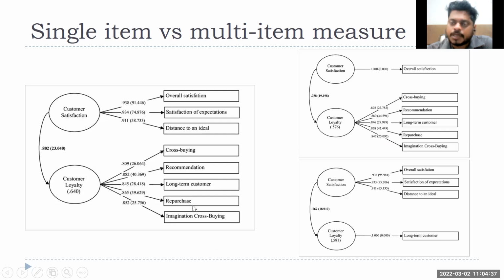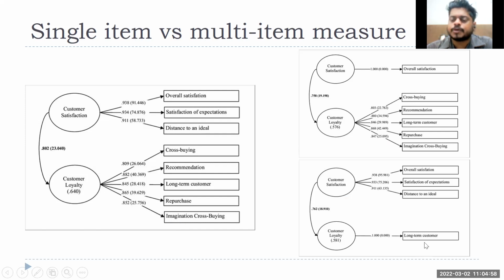Repurchase: how many times have you purchased the same item? Imagination cross buying: if you have not bought any other item from my brand, but I give you a chance, what other products will you buy along with my product? So these are the 5 different dimensions of customer loyalty. So I can measure that and I'll get a very detailed answer.